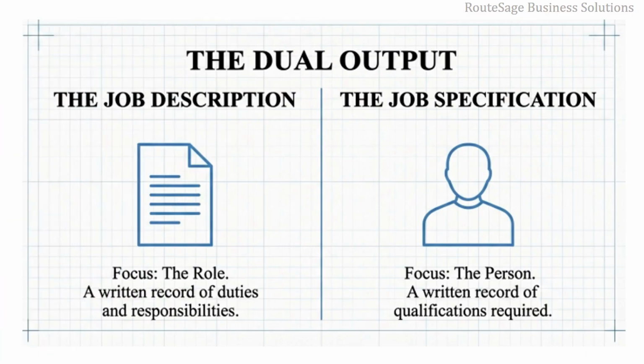Once job analysis data is collected, it leads to two important outputs. First one is the job description, which focuses on the job or role. Second one is the job specification, which focuses on the person who should perform the job. These two documents together help organizations manage their human resources effectively.